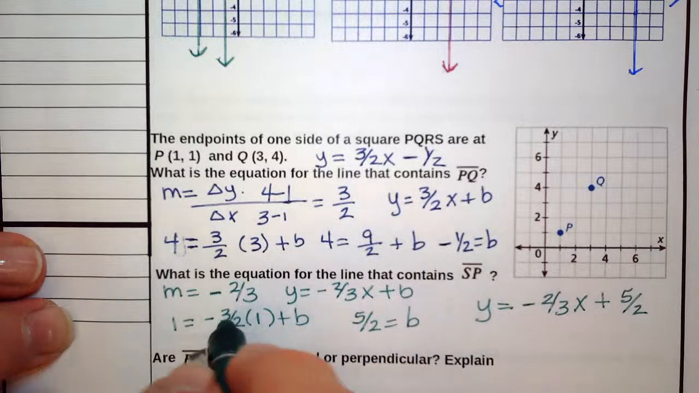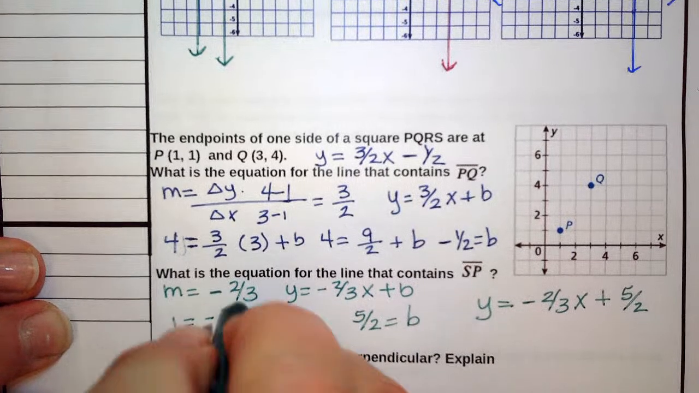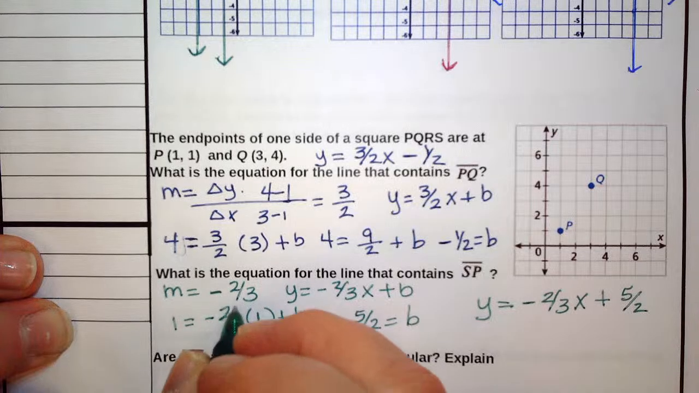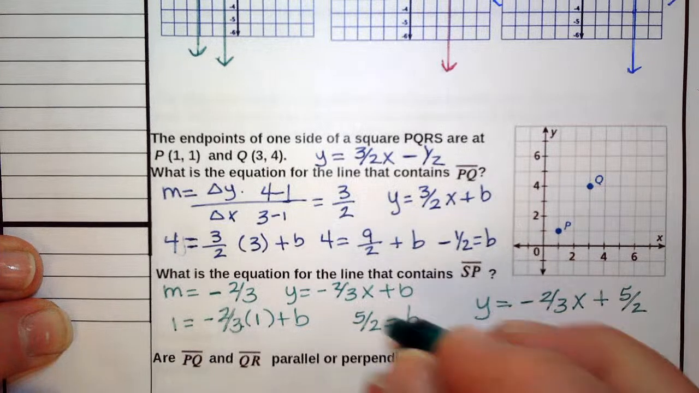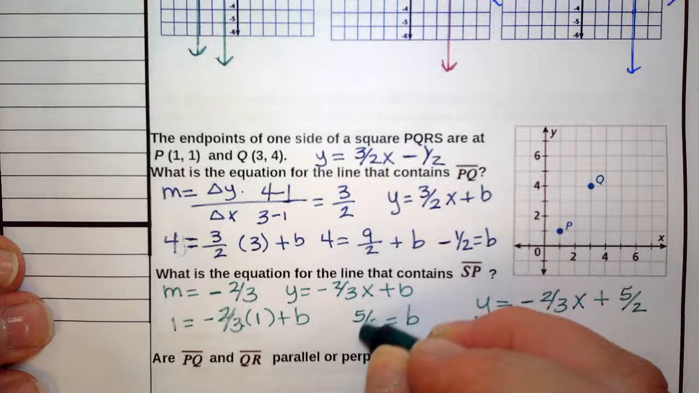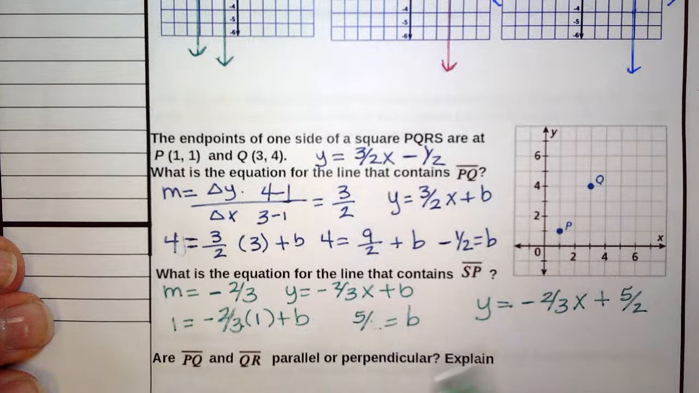I messed up right here. I should have had negative 2/3, and instead, this would be 3/3 plus 2/3, which gives me 5/3.